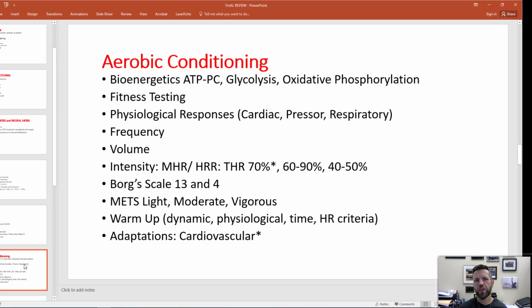What are some physiological responses that do occur with aerobic conditioning? Well, this is like you take off, you go out your door, you go on a run. What do you expect to see? Well, cardiac-wise, we expect that most people will have an elevated heart rate. Now, that's going to be different based off of your fitness, and we'll go into adaptations in a second, but we know that your heart rate's going to go up. We also know that you're going to have a pressor response, and pressor is just a really flashy word to describe pressure, and you know this as blood pressure.